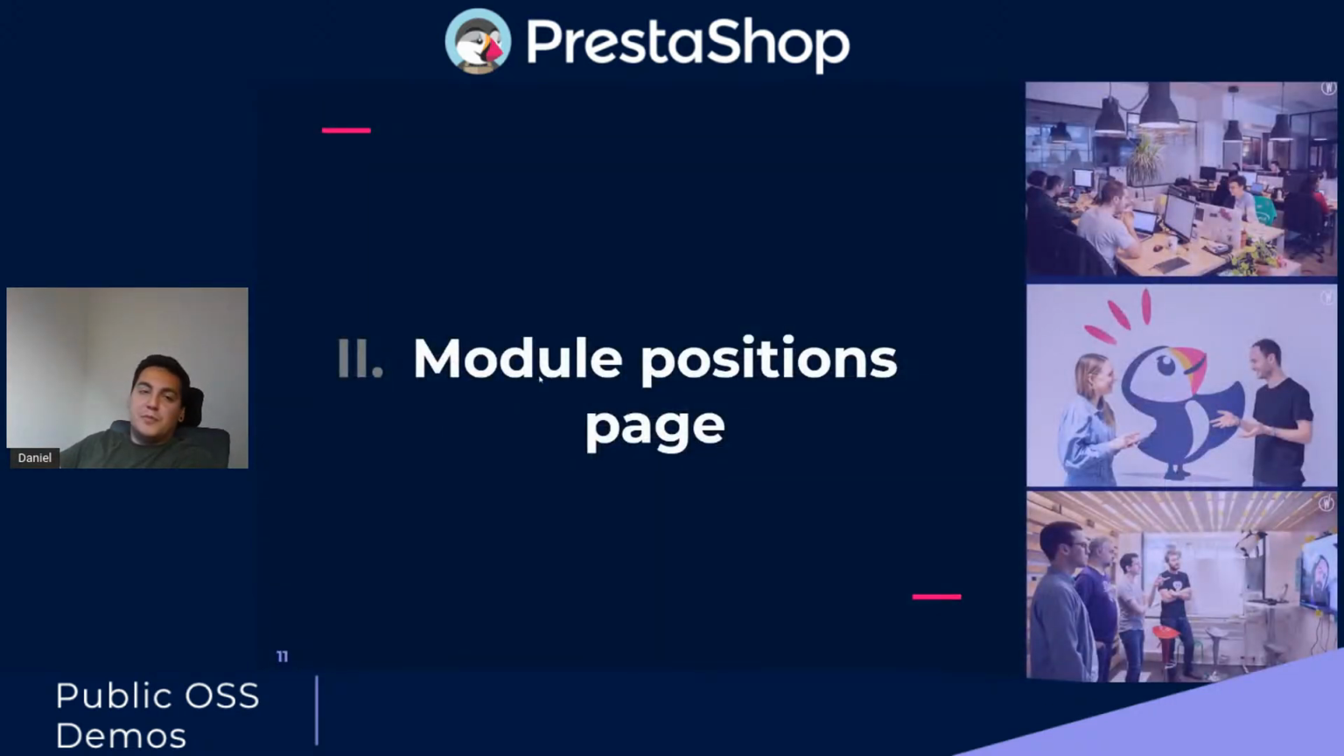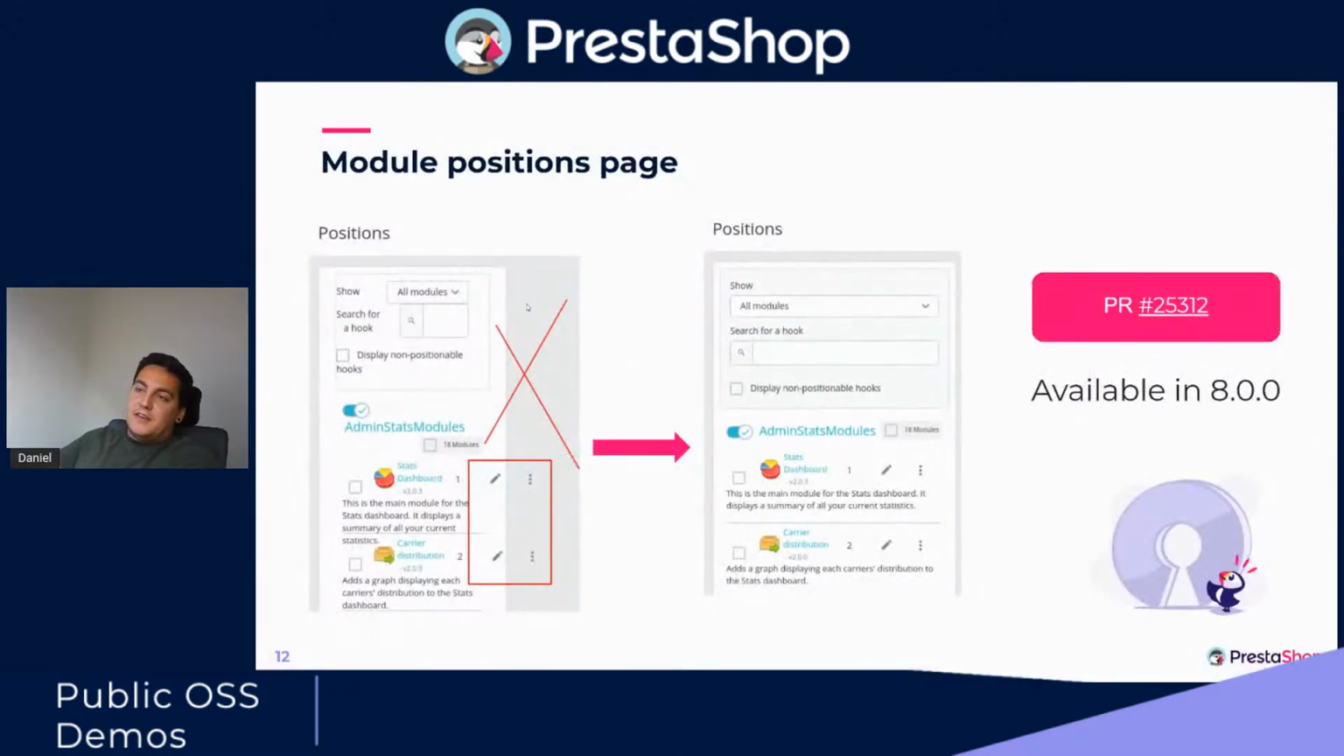Next up is the module positions page. If you remember, there's a small box on the left that shows up only if you check some modules positions on the left for bulk actions and stuff like that. So what I did is to make it full width, and I show the box only.